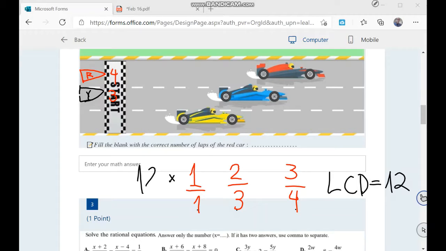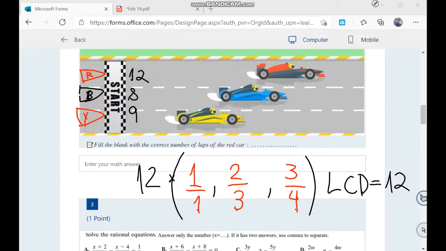If you multiply each one of these fractions by 12, the first one is going to be 12 laps. The red car is completing 12 laps. The blue car is completing 12 times 2, 24, divided by 3, 8. And the yellow car is going to complete 12 times 3, 36, divided by 4, 9 laps. They are all at the same time on the starting point, completing laps, but the red car is ahead with 12 laps. The blue and the yellow cars are behind, with 8 and 9 laps.